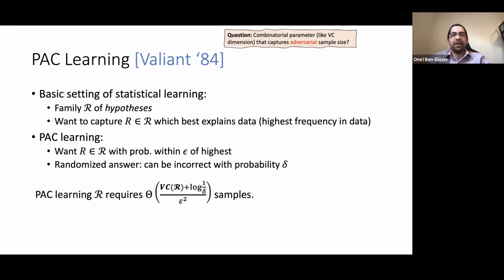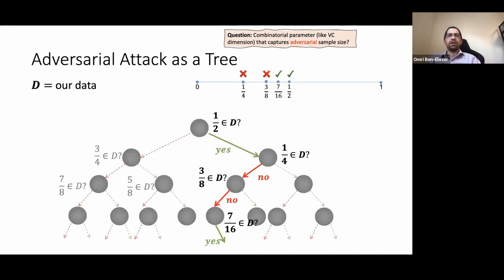So PAC learning a family R of hypotheses in fact requires the VC dimension number of samples plus the usual suspects. And this might look familiar to some of you, because we've seen this exact expression at some point in this presentation. This is also the number of samples required for getting a uniform law of large numbers in the static case. So we are on the way to understanding what is the right combinatorial parameter for the adversarial case.